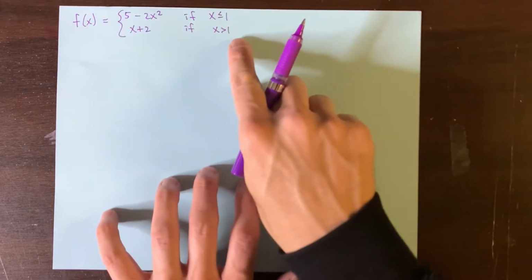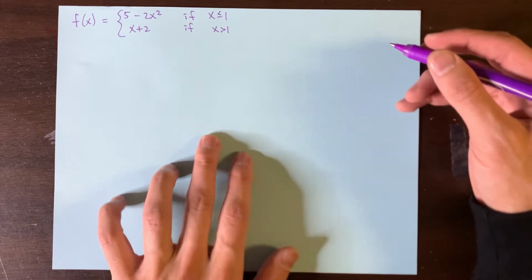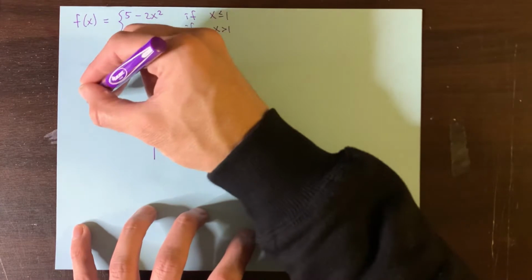So for this exercise, we wish to find the relative extrema. So we want the local maximums and local minimums. I would begin by making a graph of this.